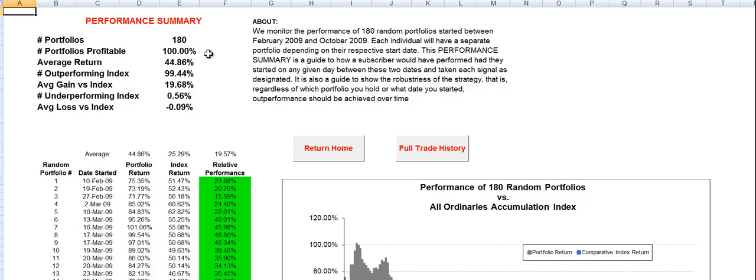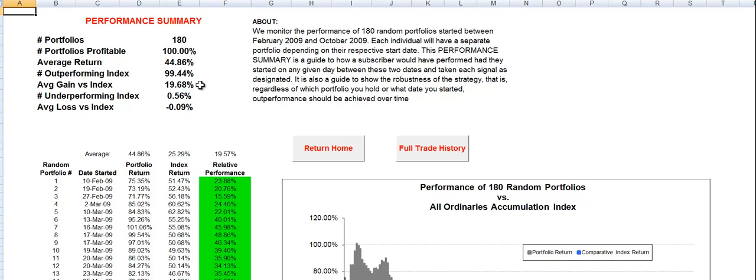Now, of those 180, all 180 or 100% are profitable. So that's the first thing to understand. The average return of those 180 portfolios is just a little under 45%. Now, of the 180, 99.5% of those, or 179 of them, are actually outperforming the All Ordinaries Accumulation Index. So not only are you profitable, but you're also outperforming the market, which is the whole goal here.